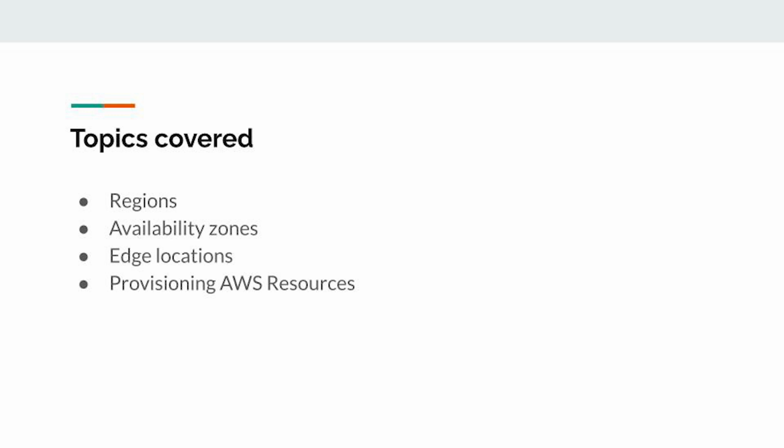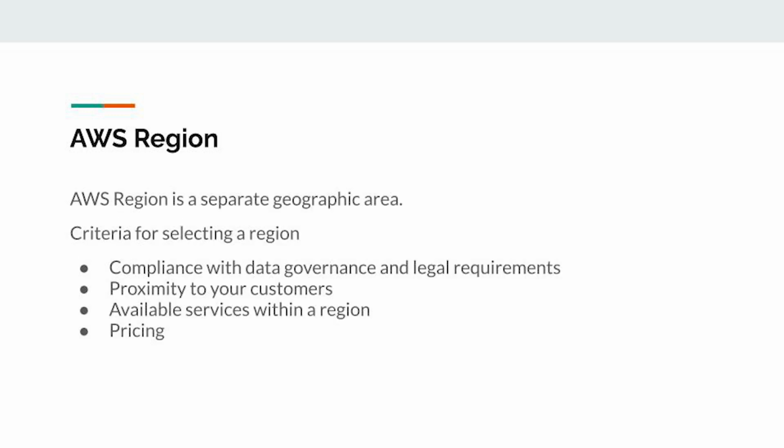First, we are going to talk about AWS regions. An AWS region is a separate geographic area. I'm going to list a few of the AWS regions: US West California, US West Oregon, US East Virginia, US East Ohio, Asia Pacific Tokyo, Europe London, and so on. There are a lot of regions. How do we decide which region to select?